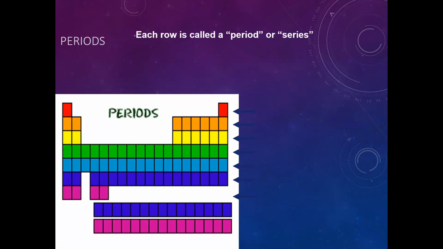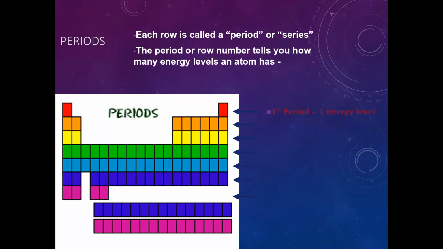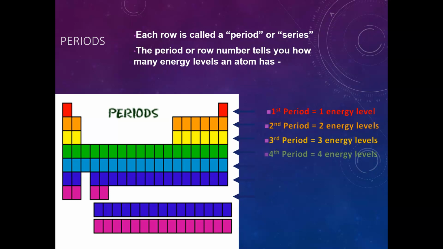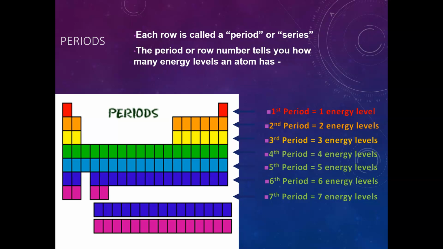So each row is a period or a series. That tells you how many energy levels. So first period has 1 energy level. Second period has 2, third has 3, so on and so forth. Now it's important to note that with the lanthanide and actinide, you'll notice how they should slot into this little white space right here. So this row is continued with this top row here.